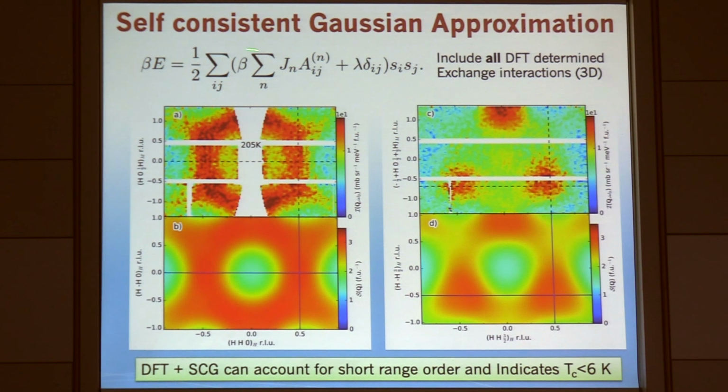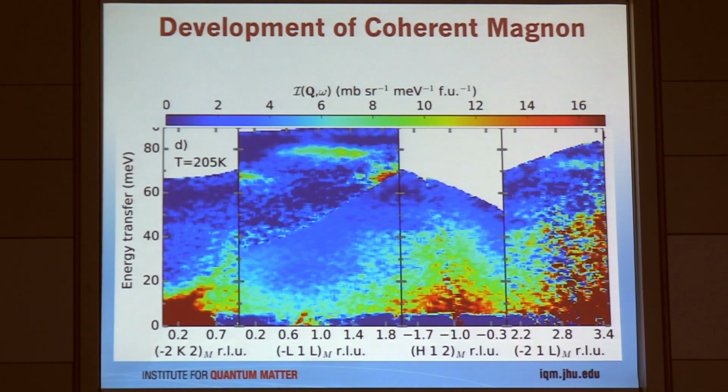Now, this type of theory does not work once the correlation length becomes really long. However, you can use it to get some guidance as to at what temperature you would expect this spin system to undergo a phase transition. And when you do that, you find that this approximation with these DFT-derived exchange constants would indicate a phase transition at a temperature less than 6 Kelvin. So a really low temperature phase transition would be anticipated given this pattern of short-range spin correlations. But what actually happens is quite different.